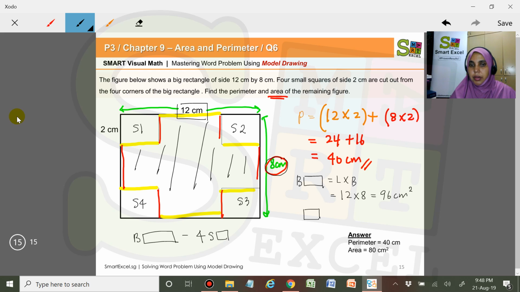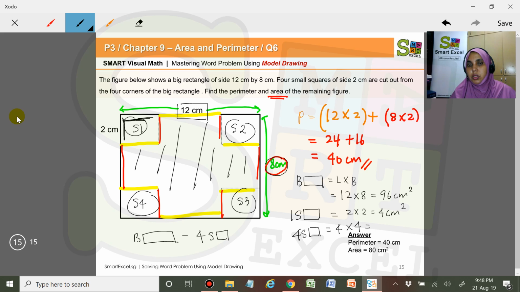Then I want to find one box first. One square is equals to 2 times 2, right? So 2 times 2 is equals to 4 cm square, and we have 4 boxes, so we need to find 4 times 4, which is equals to 16 cm square.